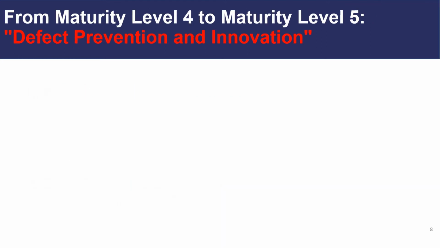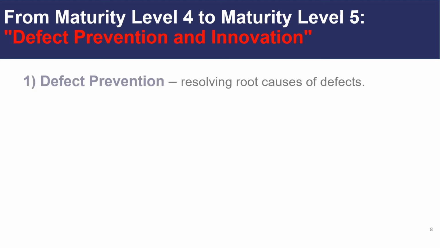Lastly, how to move to maturity level 5. There are 3 key capabilities to highlight here. The first one is an automatic or semi-automatic defect prevention mechanism. The root causes of problems must be carefully analyzed to not only fix them, but prevent their reoccurrence.